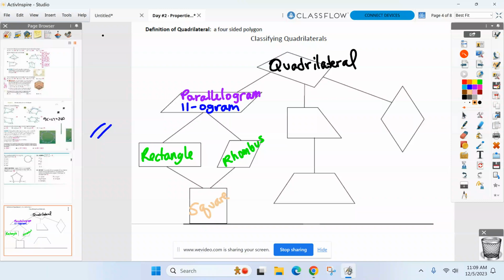So there's the parallelogram family. Why are all of these together and not in any of the other 2 families? Here's why. If anything in the parallelogram family has both pair of opposite sides that are parallel to each other, that's why. Any of these 4 figures, both pair of opposite sides are parallel.